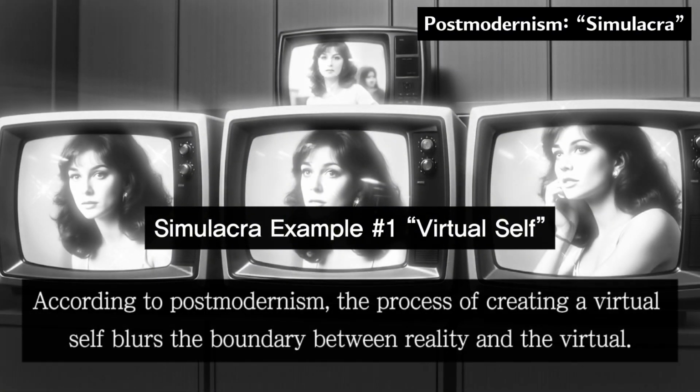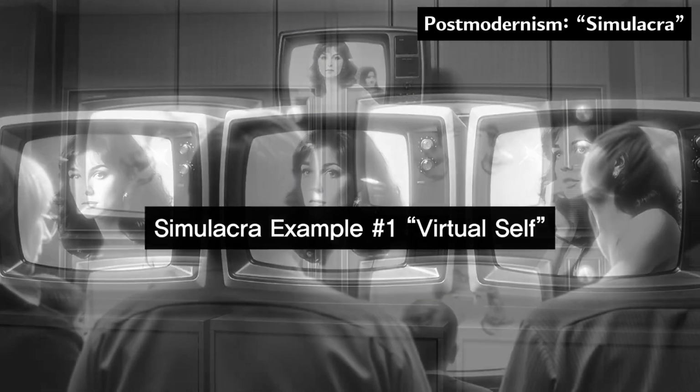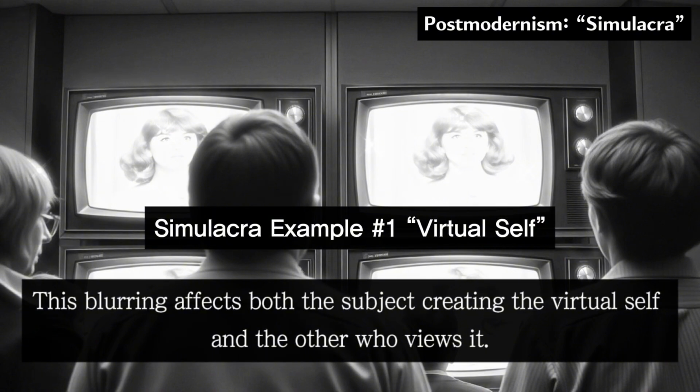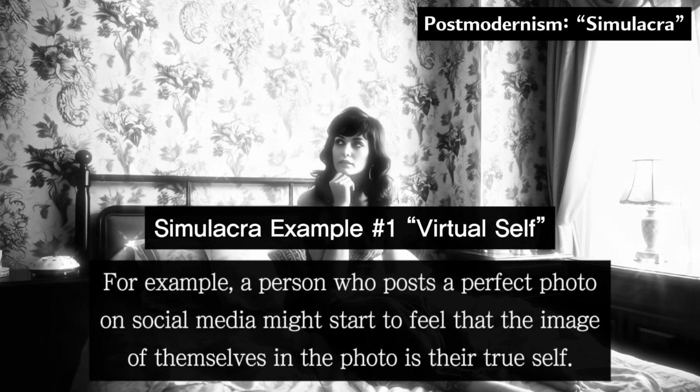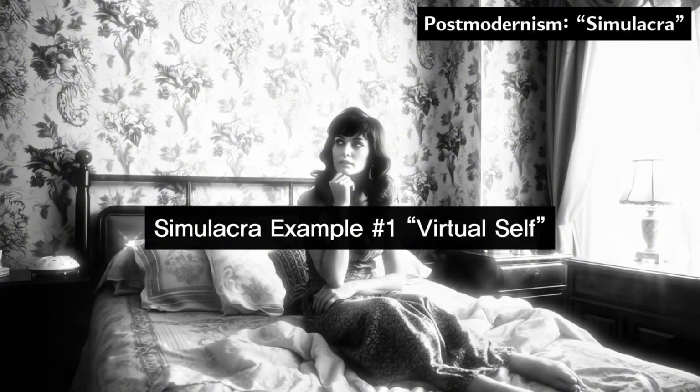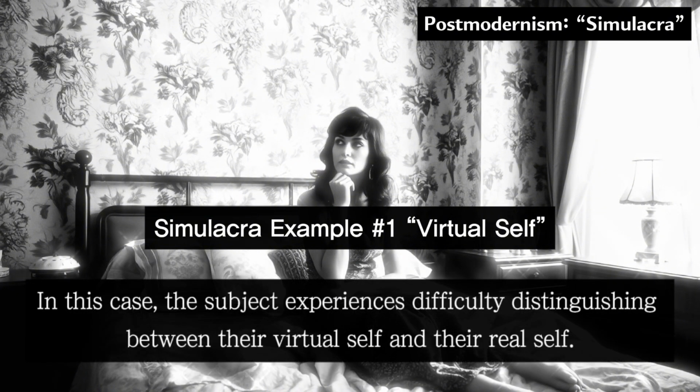According to postmodernism, the process of creating a virtual self blurs the boundary between reality and the virtual. This blurring affects both the subject creating the virtual self and the other who views it. For example, a person who posts a perfect photo on social media might start to feel that the image of themselves in the photo is their true self. In this case, the subject experiences difficulty distinguishing between their virtual self and their real self.